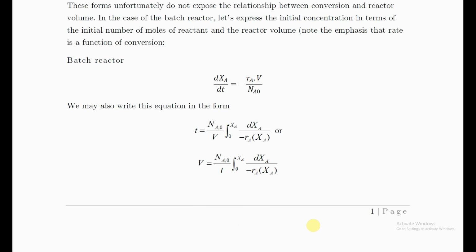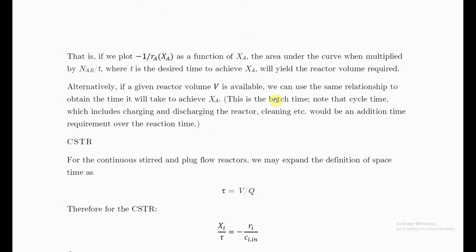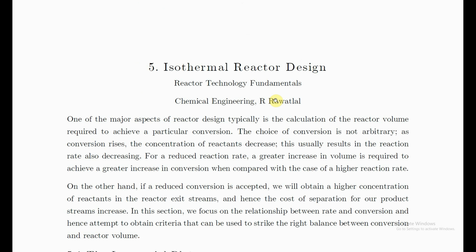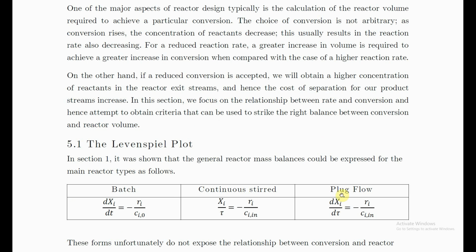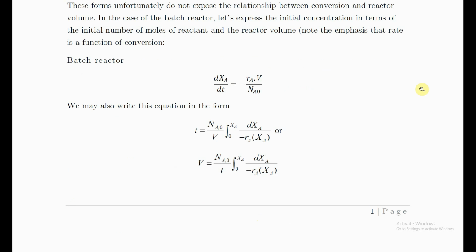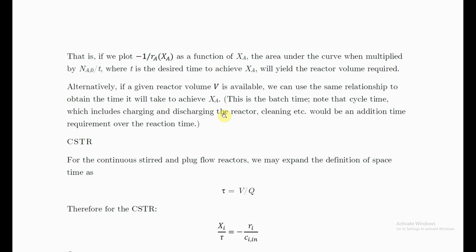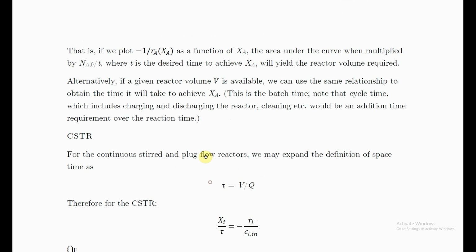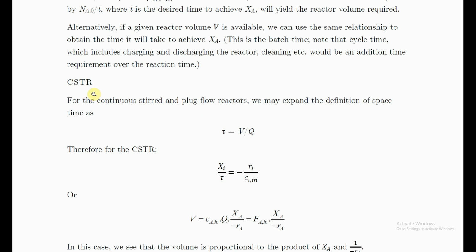And we notice here that in this design equation, we have this term dXA over minus Ra. We'll just remember that. We won't do anything with it right now. So that's the batch case. Now let's move on to the CSTR.